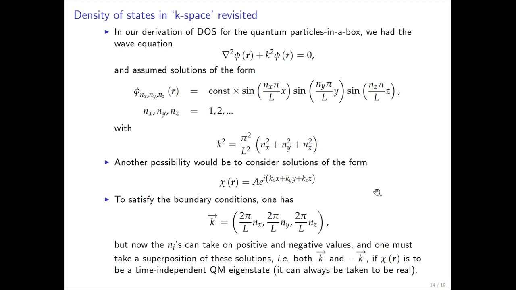But you'll see that you also have to take a superposition of these exponential solutions. That's how you get sines and cosines, as you know. So if you select a k, you'll need to also include minus k. You'll need to combine those two to satisfy the boundary conditions, but also to be a time-independent quantum mechanical eigenstate, which can always be taken to be real. So we could do this approach, and the advantage is that I need to take both k values, but I have k not just positive. I have k positive and negative, right?